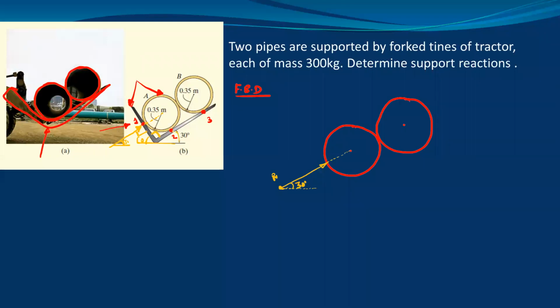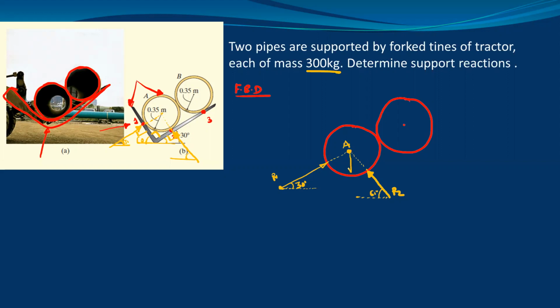Then reaction R2 will be at this point like this. It is also perpendicular, so it will pass through the center point. Here you can show that reaction. This is the reaction R2. It will pass through the center point, so this is the point A. This reaction R2 will have an angle with respect to the horizontal. So here 30 degrees, this is 90, so this angle will be 60.